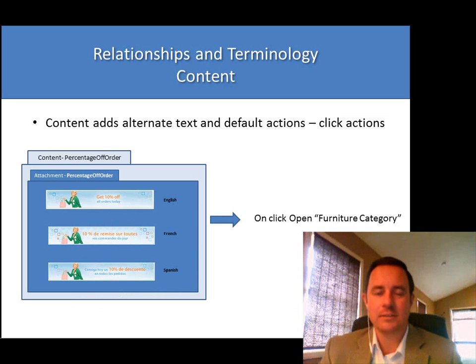So content adds things like alternate text and default actions, click actions as an example, to a piece of content. So in this particular case, I created a piece of content called percentage off order, and I put the percentage off order attachment within there, and this will apply to all of the different sites that support the English, French, and Spanish languages. And I can also alternatively put a click action on this particular image to do things like open up a product, open up a category, or just go to a specific URL as an example.